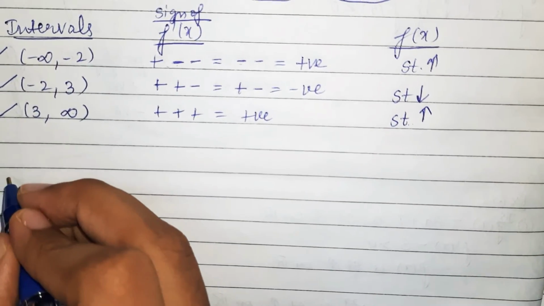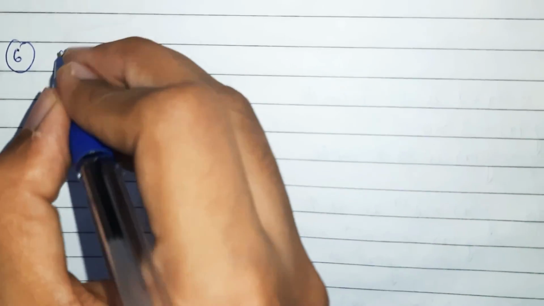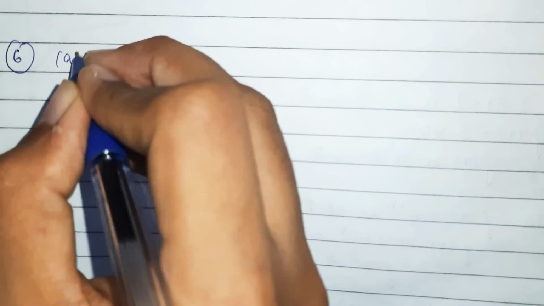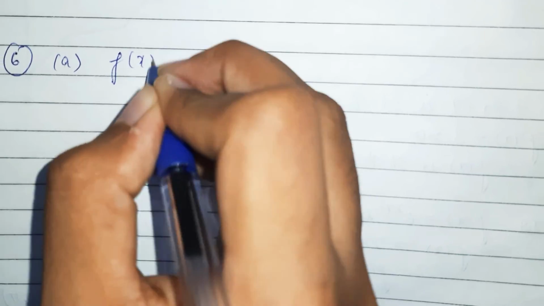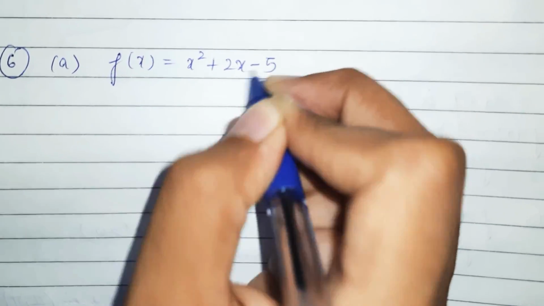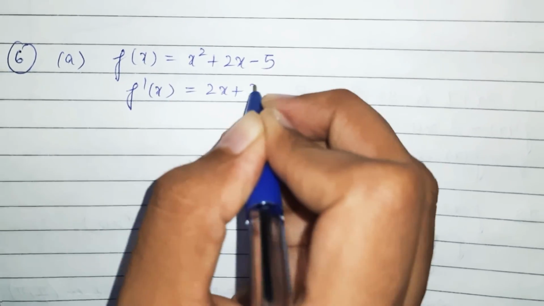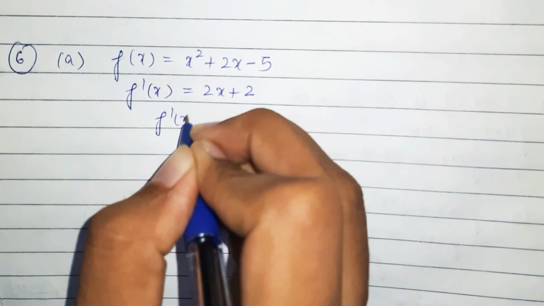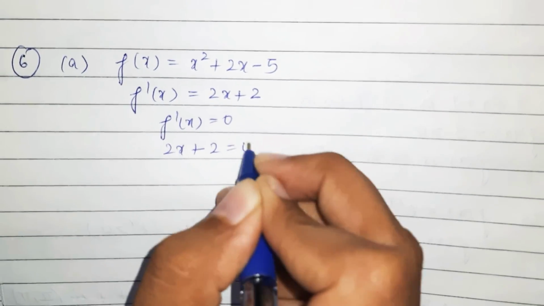Now come to question number 6. In question number 6, again they are asking for the interval. So I will attempt 2 parts. Let's suppose I am doing the A part. The A part is f(x) = x square plus 2x minus 5. So f dash x is 2x plus 2. Calculate the critical point. So I am getting 2x plus 2 equal to 0.